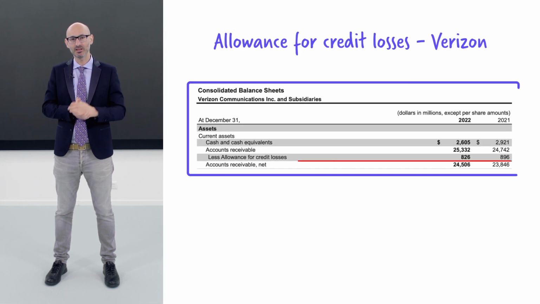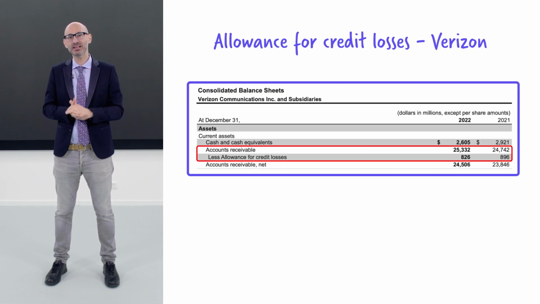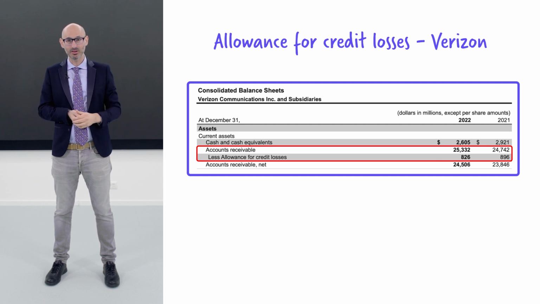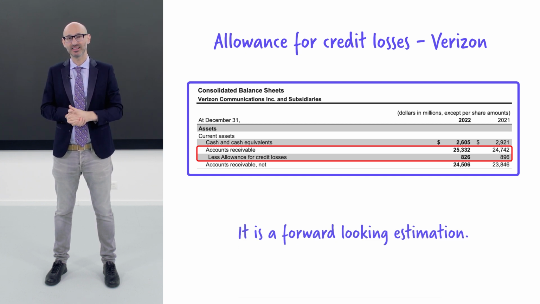For example, Verizon recorded about 100 billion in revenues during fiscal 2022. Their receivables for the year are about 25 billion. And they also estimate that 1 billion of these will never be paid to them. Hence, they put a 1 billion loss under the income statement as a bad debt expense. These losses are estimated today, but they will happen in the future when the customer defaults. It is a forward-looking estimation.